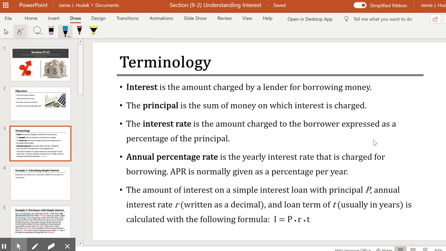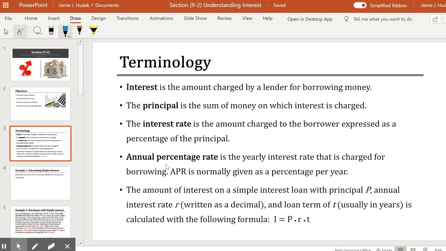We have some terminology in this section. First is interest. This is the amount charged by a lender for borrowing money. Second is the principal. This is the sum of money on which interest will be charged. Our third term is interest rate. This is the amount charged to the borrower expressed as a percentage of the principal.